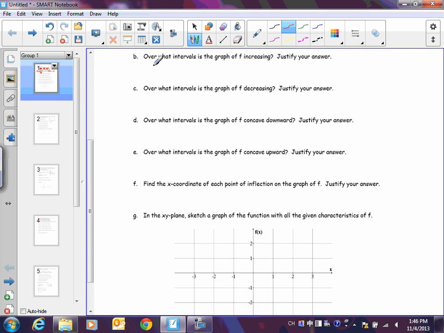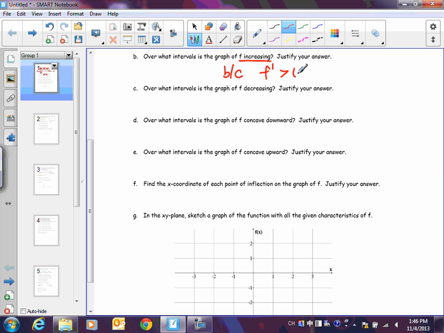All right, now on B it says, over what intervals is the graph of f increasing? Justify your answer. I'm actually going to start with the justification. So I'm going to say I have some answer, leave some space, and then what would be my justification using f prime?